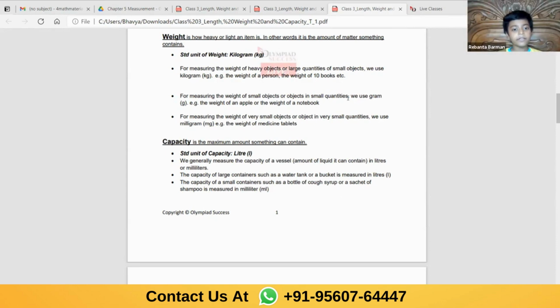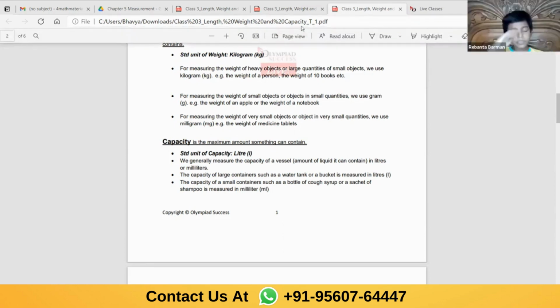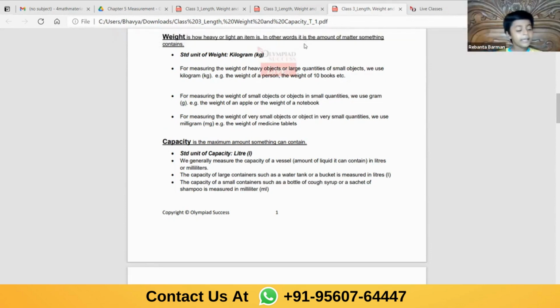Ma'am, in weight there are varieties. There could be any vegetable item, any fruit item. It could be the books. It could be the weight of furniture. It could be the weight of anything. Same as in length, where we have centimeter, meter, and kilometer, in weight we have kg, gram, milligram. And ma'am, in capacity there are two, like liter, milliliter. Yes, two.